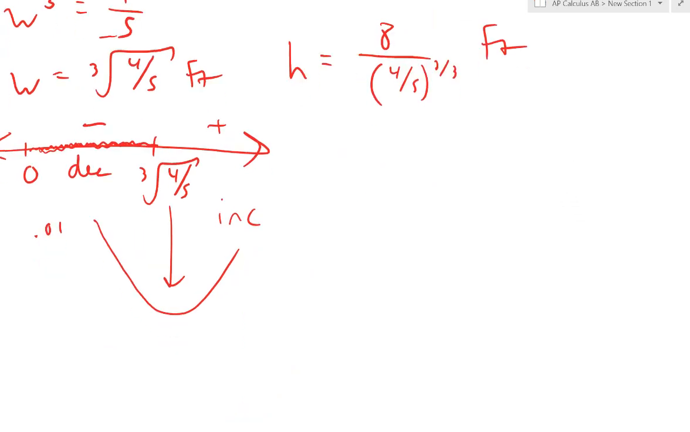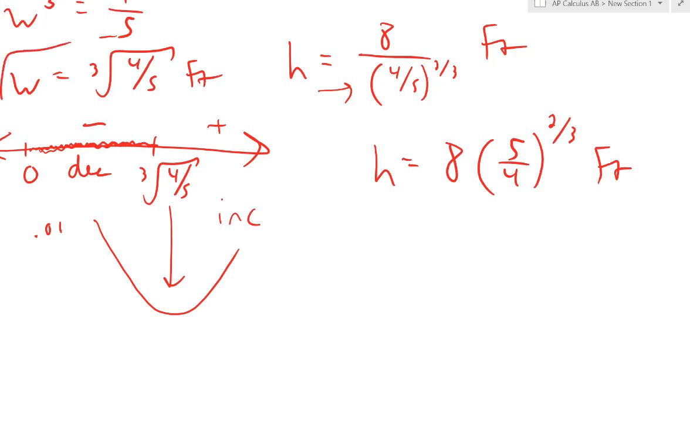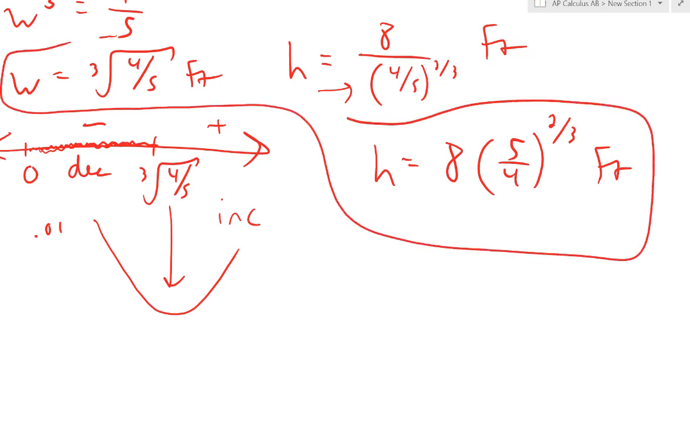And really the best we can do with that is just, since it's a fraction in the denominator, we can just flip it over. That's really 8 times 5/4 to the 2/3 feet. So those are your dimensions right here in this weird little box.